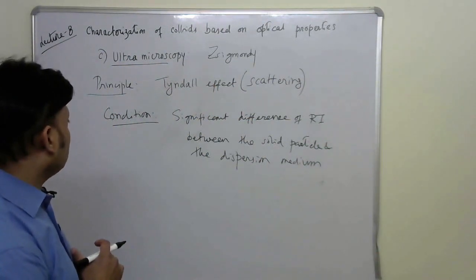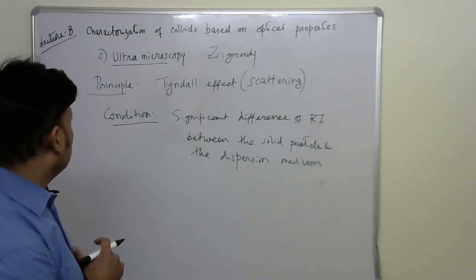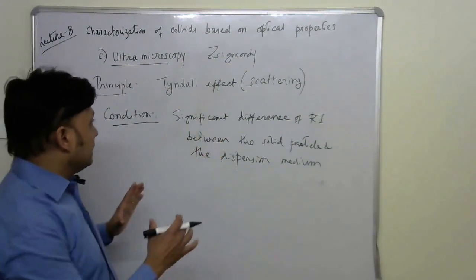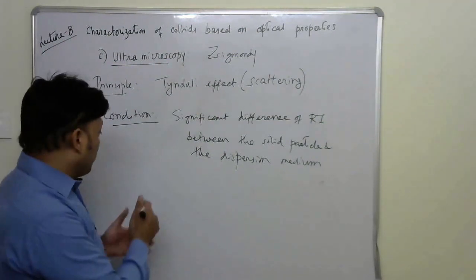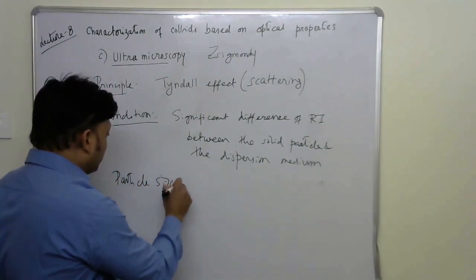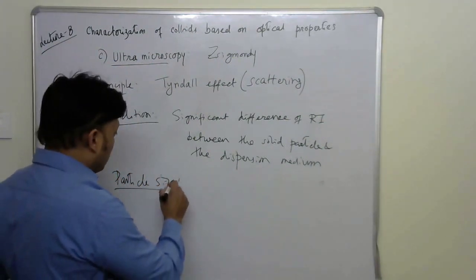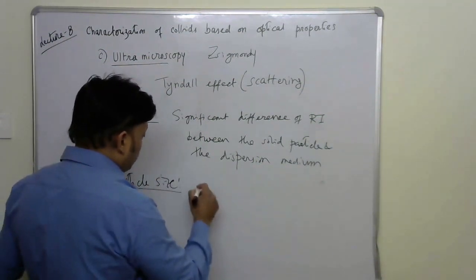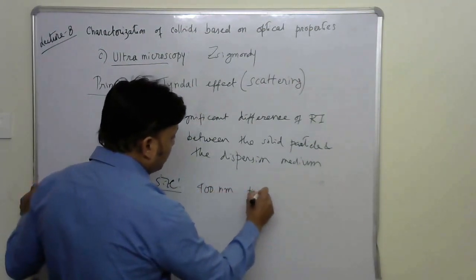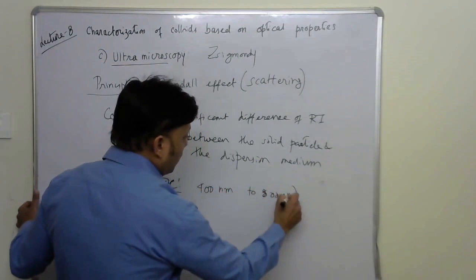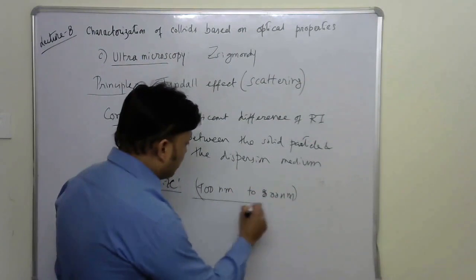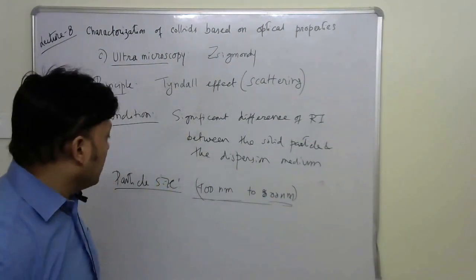And not only that, what kind of particles would undergo this Tyndall scattering? Basically, this scattering effect is observed where the particle size dimension falls in the visible range. So the particle size range should be somewhat between 400 nanometer to 800 nanometer, or at the most 300 to 350 nanometer to 800 nanometer. Basically this is the visible size range of the particles.